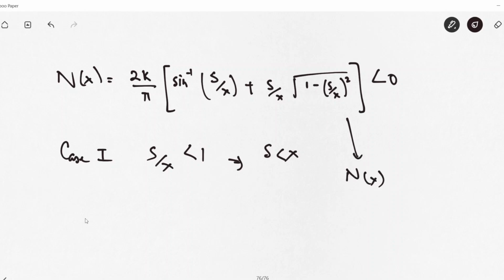This will hold. For case 2, where s by x is greater than 1, or you can say s is greater than x, that means the sinusoidal input will never be saturated. So s by x, if we say for example is equal to 1, s by x greater than or equal to 1, s is greater than or equal to x, substituting this here, 1 minus this will become 0, sine inverse of 0 is also 0. So this whole term inside is 0. So this actually means Nx is equal to 0.